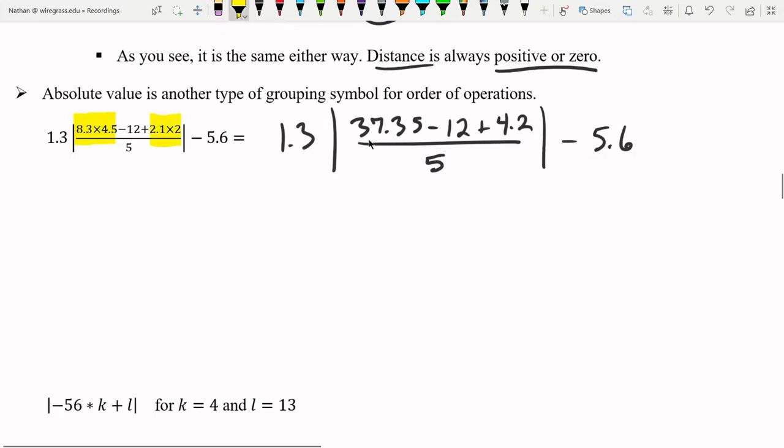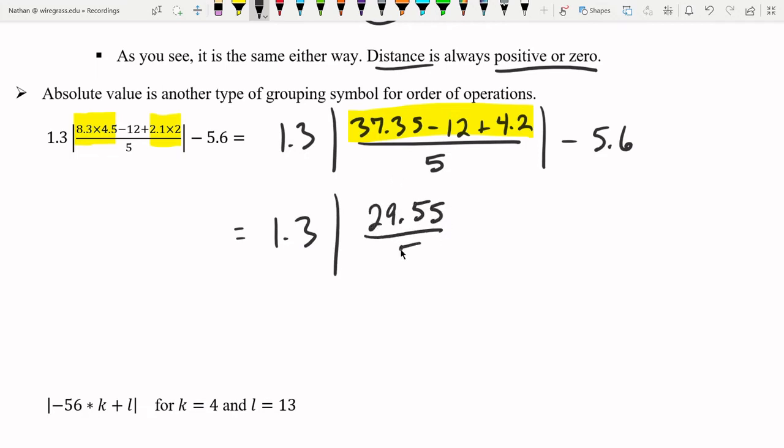Okay, now I can do this entire numerator. It's important to note here what I'm doing is I'm solving this expression because I don't have any variables in it, so there's no like terms I need to worry about. All I'm working to do is simplify it down to a single answer. Okay, adding and subtracting everything in that numerator, that's going to give me 29.55 over 5. Okay, now I can do that division. 29.55 over 5 is 5.91.